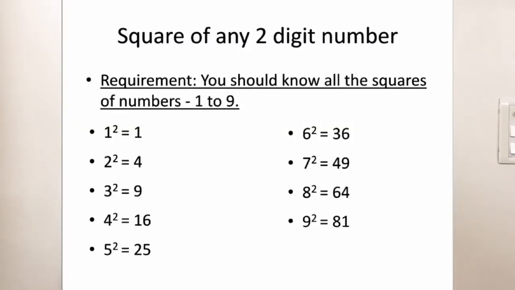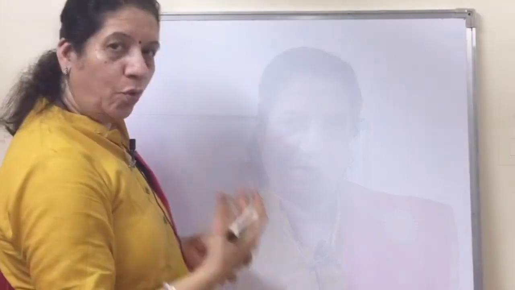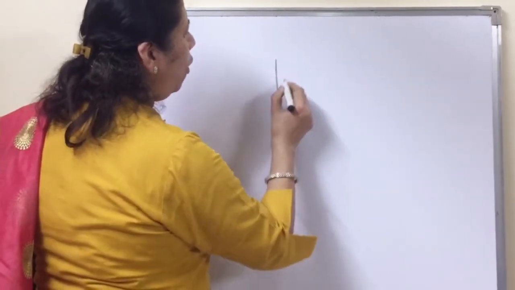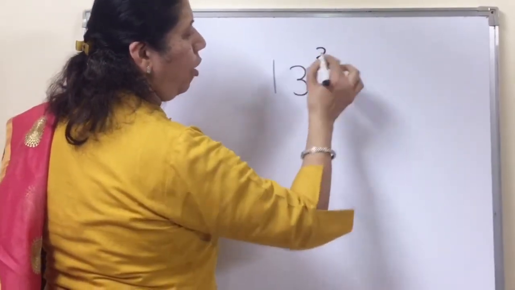In today's first episode, we are going to learn how to find squares of two-digit numbers. The only requirement for this is that you should know the squares from 1 to 9. So let's get started. Let us start with any two-digit number, say 13. We want to find out the square of 13.